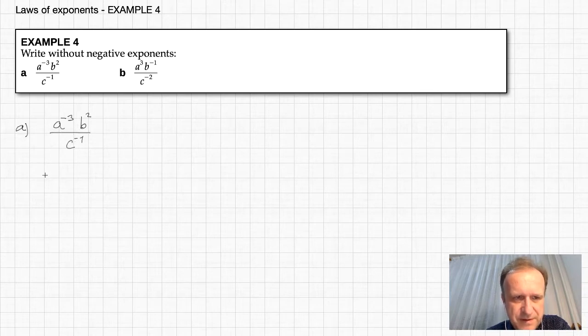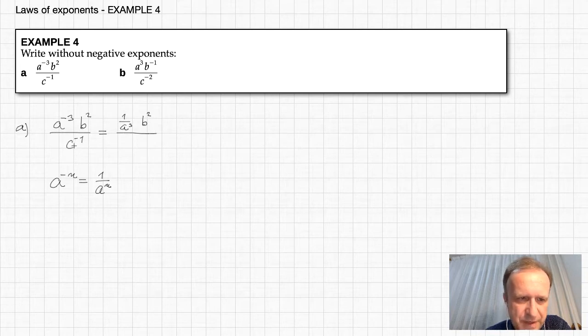So in this exercise I'm going to invoke the formula a to the power of negative n equals 1 over a to the power of n, and I'm going to do it repeatedly. So first let me use it to simplify this first factor, a to the power of negative 3. If you have a to the power of negative 3, then n is 3, and this should be 1 over a to the power of 3. So I replace it by 1 over a to the power of 3, times b to the power of 2 divided by c to the power of negative 1.